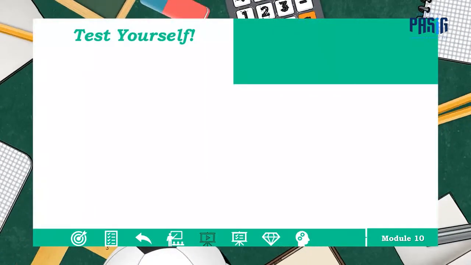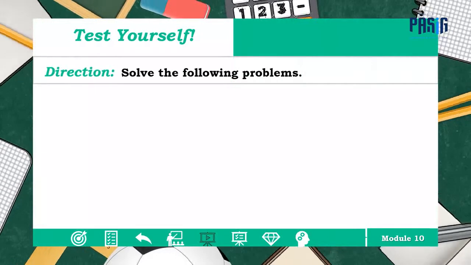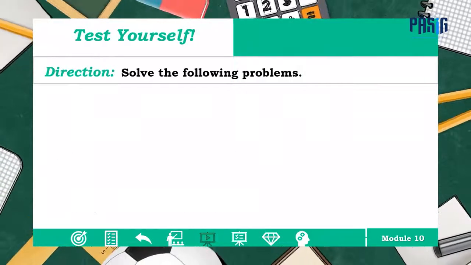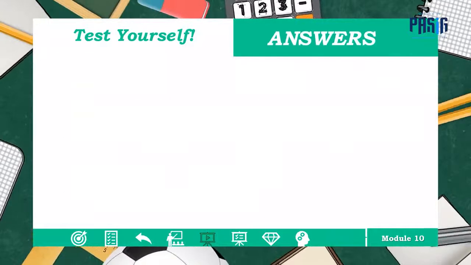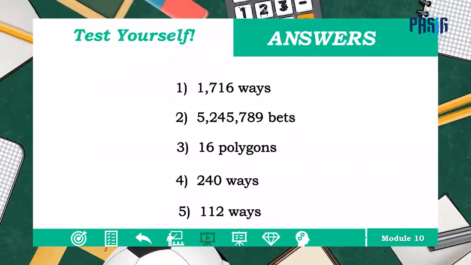Activity number 3. Test yourself. Solve the following problems. Now, check your answers.